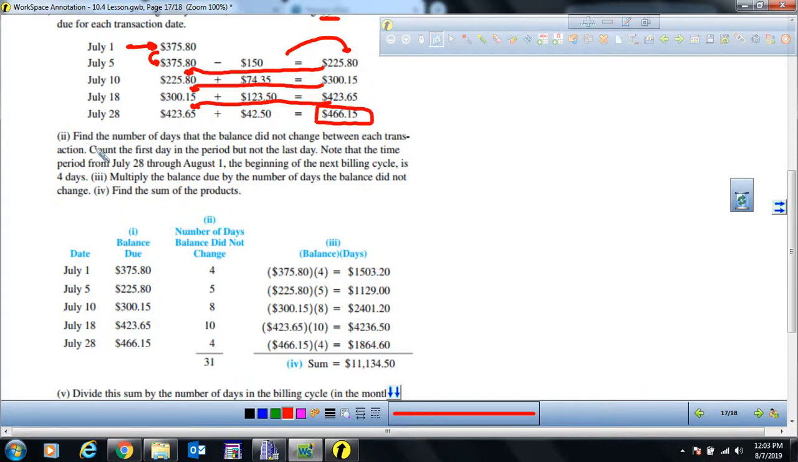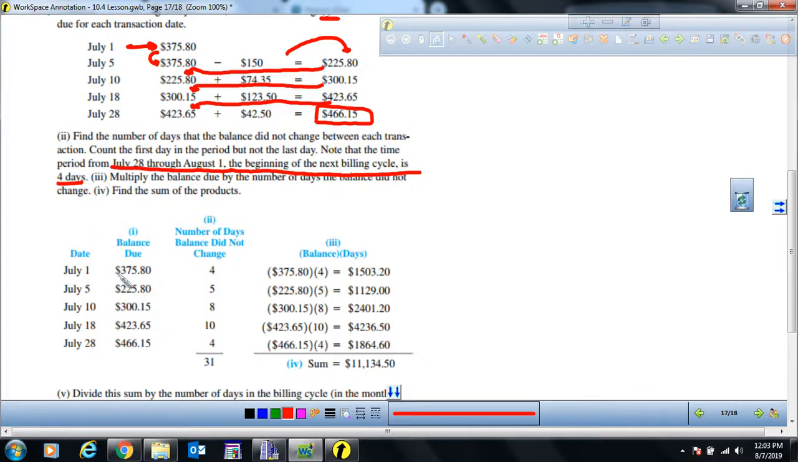Number two, find the number of days that the balance did not change between each transaction. Count the first day in the period, but not the last day. Note that the time period from July 28th through August 1st, the beginning of the next billing cycle, is 4 days.